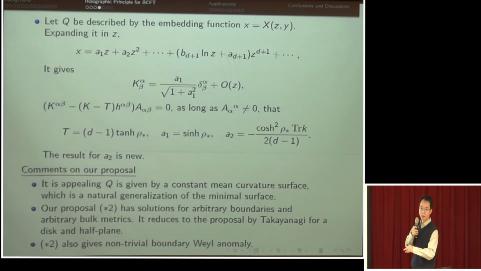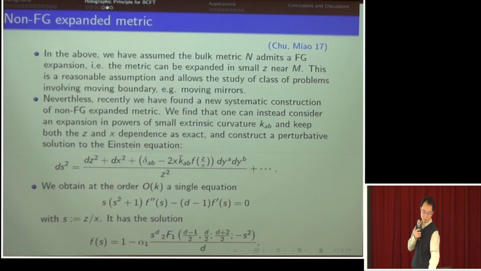So this is just the first step in working on the proposal. We have also applied this proposal to, for example, reconstruct the Weyl anomaly and reconstruct all the necessary terms in the Weyl anomaly. So this is the second proposal.